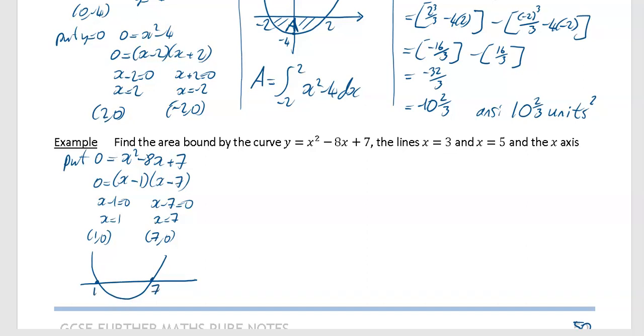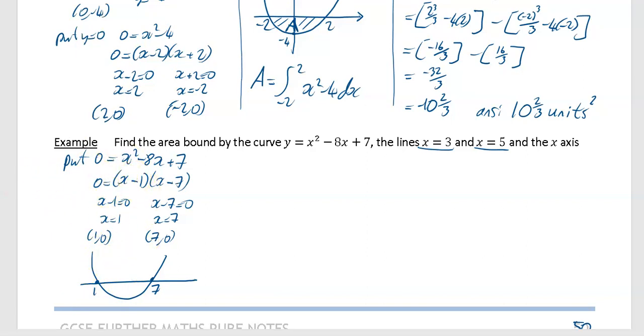I haven't bothered to put in where it crosses the y-axis here. Doesn't matter for this question. Okay, so that's our sketch. The question asked me to find the area bound by the curve, the line x equals 3 and the line x equals 5. Now it hasn't mattered in this question. Really, I could have forgotten. If I had forgotten to do all this or not bothered to do this, it wouldn't have made a difference in this question. But we'll see in the next example why it's important that you do.